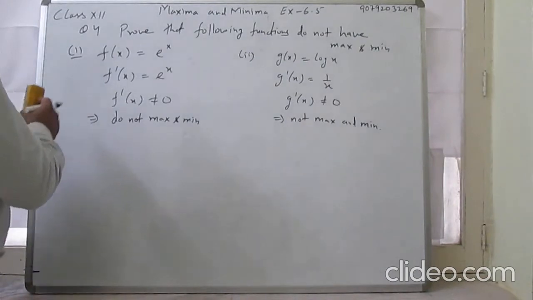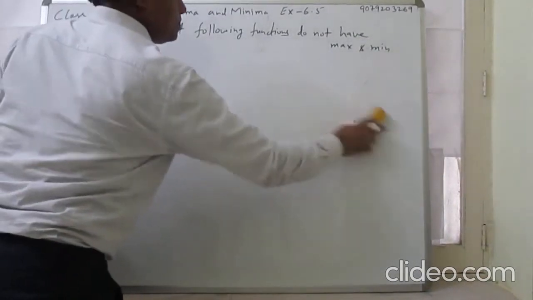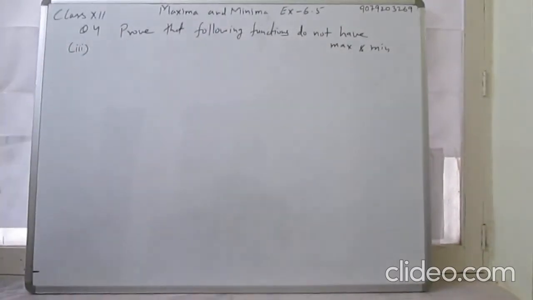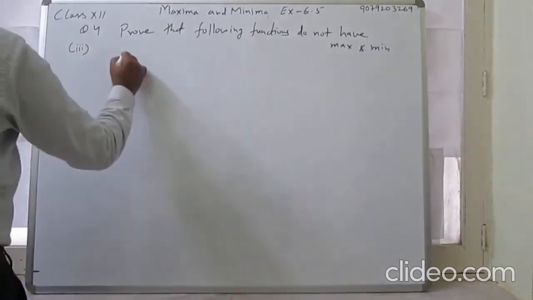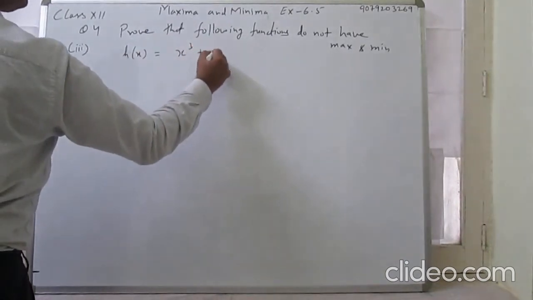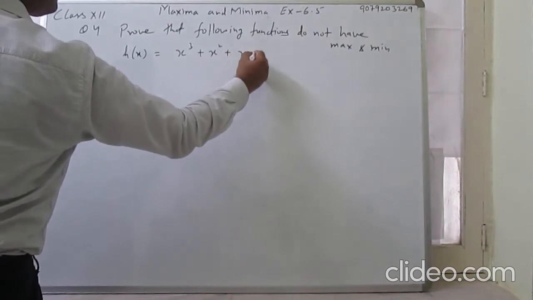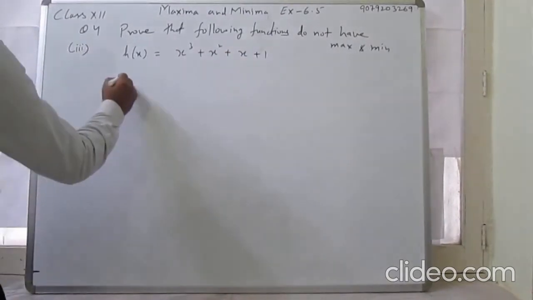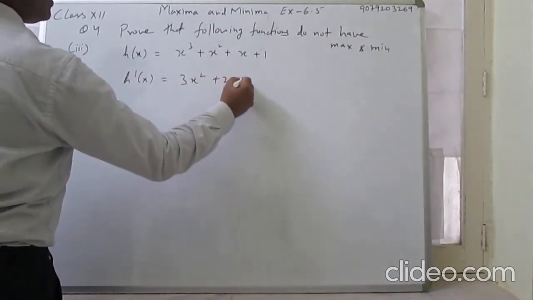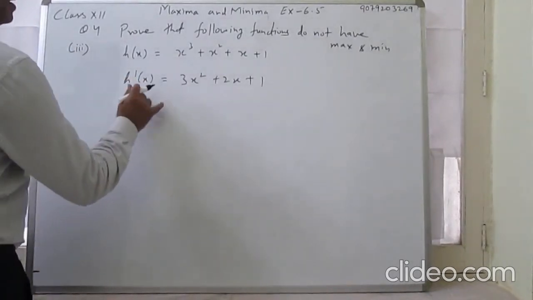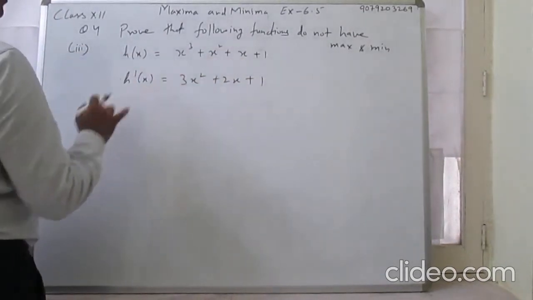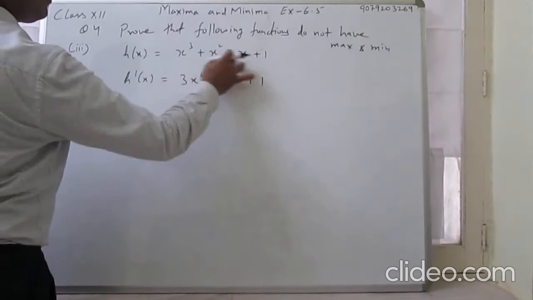Now I will take the third part. The function is given to you, hx is equal to x cube plus x square plus x plus 1. Now h dash x is equal to 3x square plus 2x plus 1. If I make h dash x equal to 0 and find the value, what is the root of this equation?